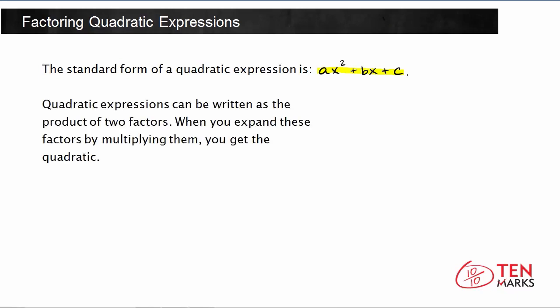Quadratic expressions can be written as the product of two factors. When you expand these factors by multiplying them, you get the quadratic. For example, when you have two binomials multiplied by each other, 2x plus 1 times x plus 3, the answer you get is a quadratic. You would expand these terms by multiplying, and what you end up getting is the quadratic 2x squared plus 7x plus 3. Notice how this mirrors the standard form that we have above.